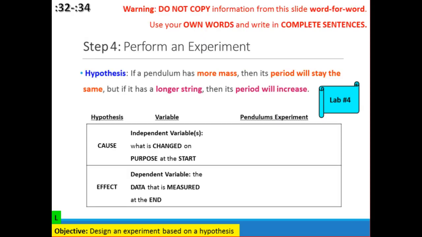All right, so let's go ahead though, let's answer question number 4 before we go ahead and take a look at the actual lab report. All right, so if a pendulum has more mass, then its period will stay the same, but if it has a longer string, then its period will increase.